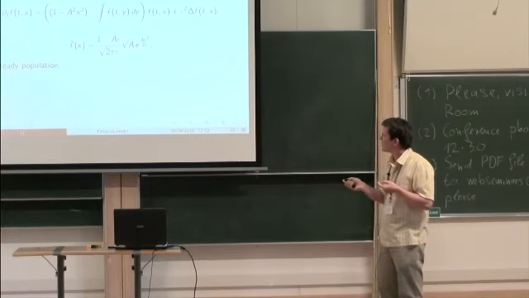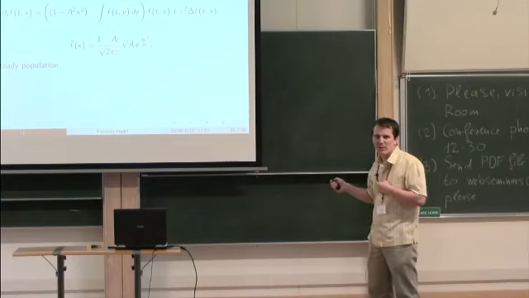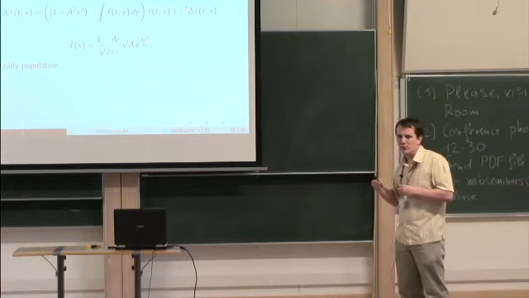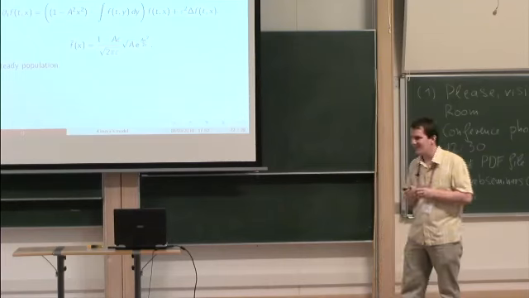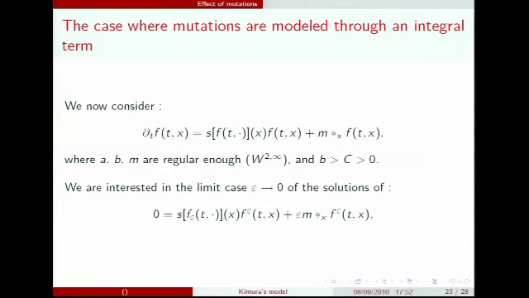What we were wondering is what happens if we, instead of modeling the mutations by a diffusion, use a non-local term, which is closer to what you do when you run simulations, and which might be closer to the biology. I don't really know. So that's what we do. We consider a model like this with a non-local term modeling the mutations. And the idea then is to put an epsilon here and to look at the asymptotic shape of f epsilon.